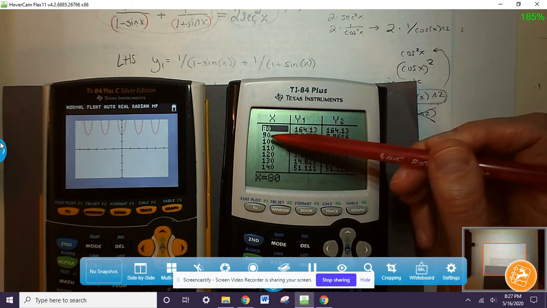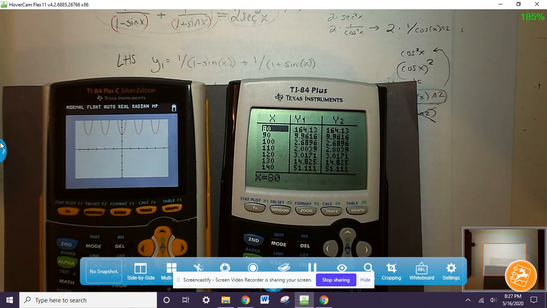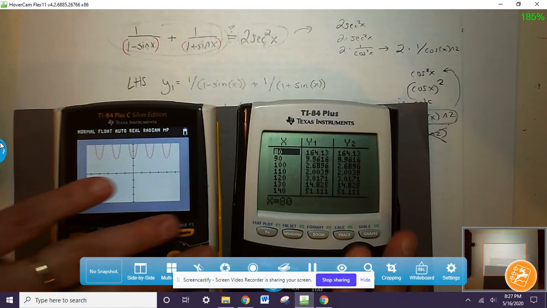For this x, the y's match. For this x, the y's match. And that should happen. If you see error, that means that something's undefined. And that's our first one. Let's go ahead and get more practice.